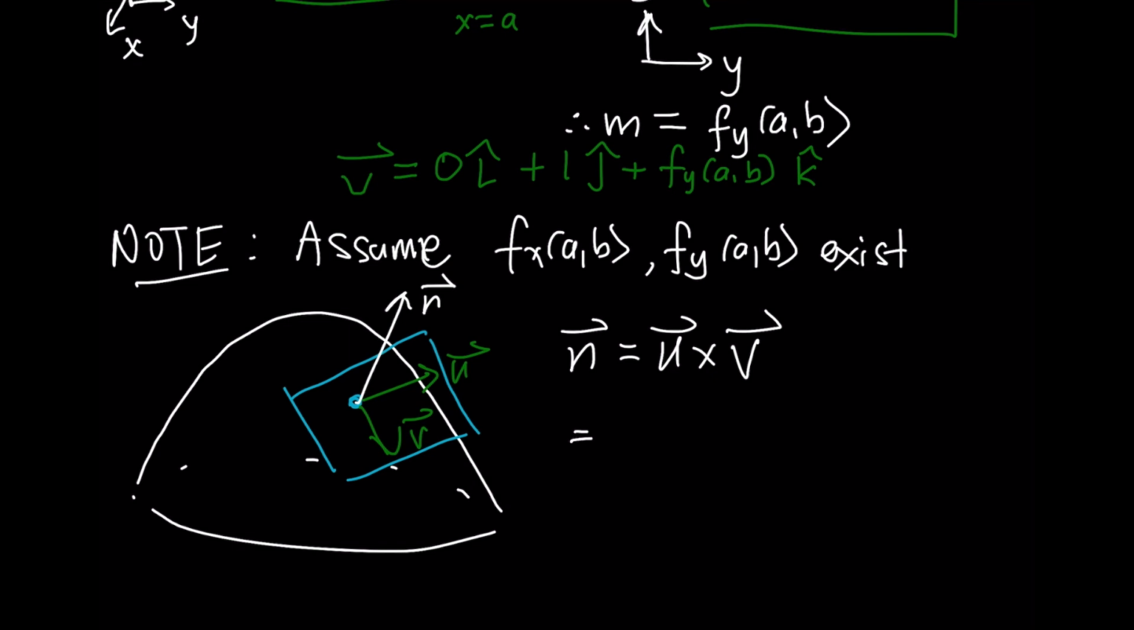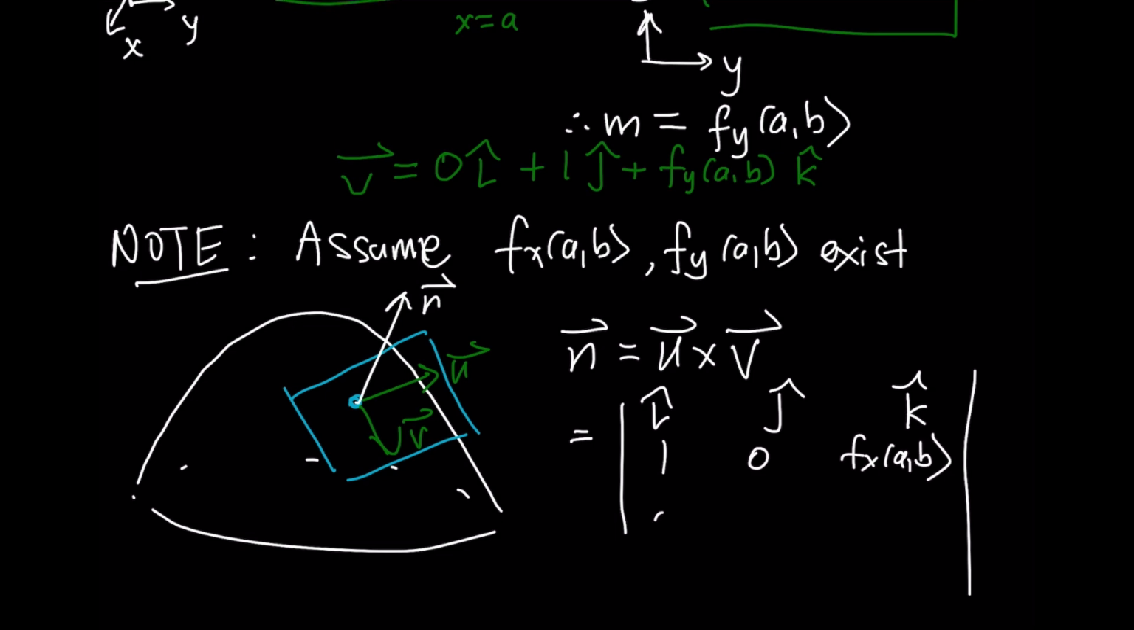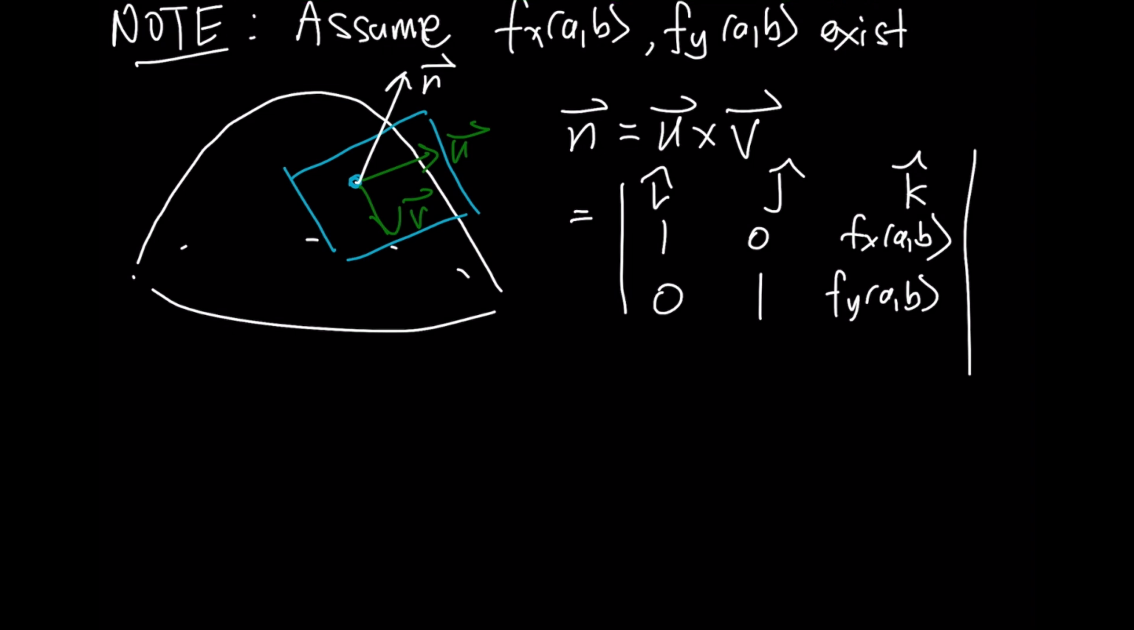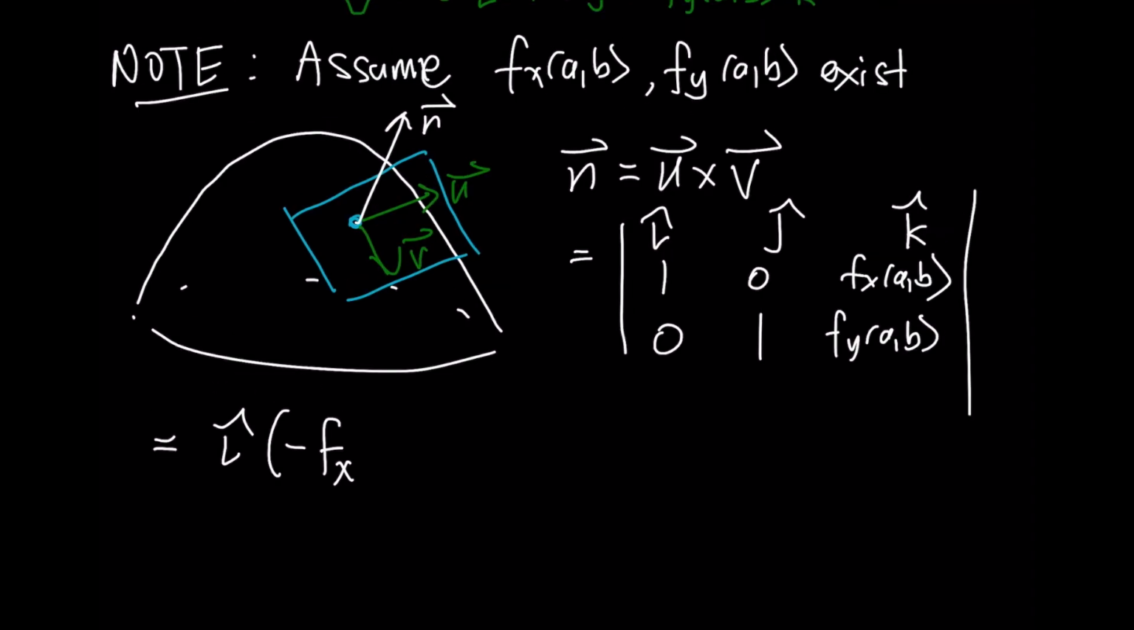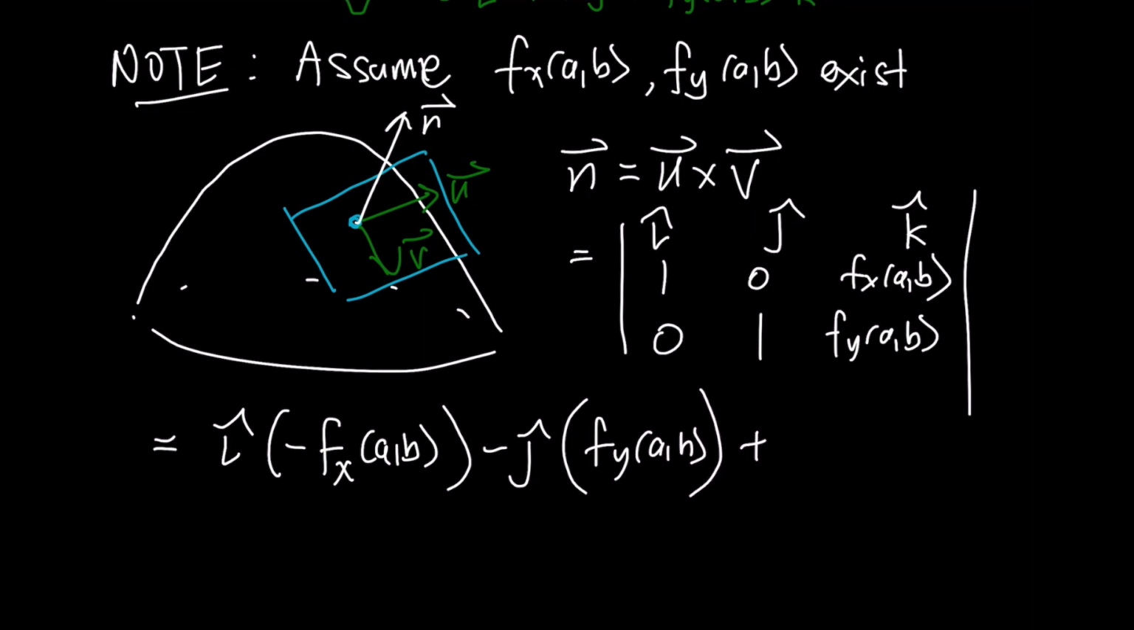Just from our definition of cross product, the vector u was 1, 0, partial derivative of f with respect to x at the point. The other vector was 0, 1, partial derivative of f with respect to y at the point. So just by doing a basic calculation, what you're going to find is negative partial derivative with respect to x in the x direction, subtract the partial derivative with respect to y in the y direction, and in that last component, all I will get is a 1.